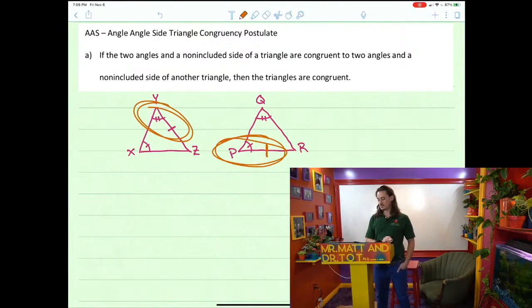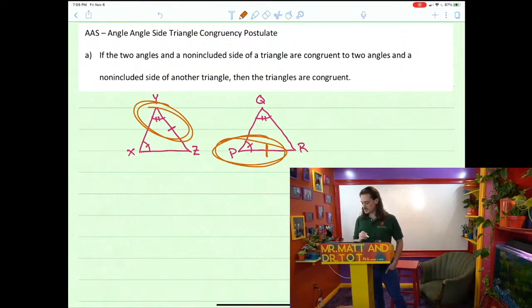So they don't match up here, so you need to make sure that they go in the same order. If you have any questions, then please let me know.